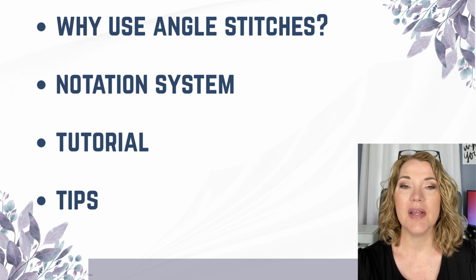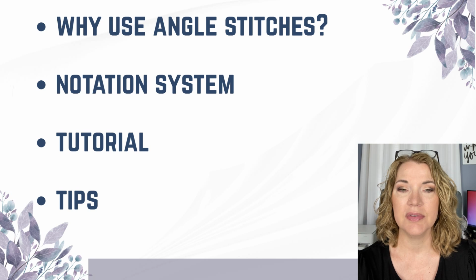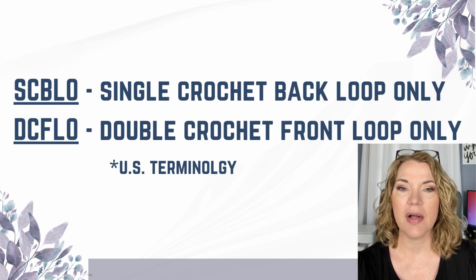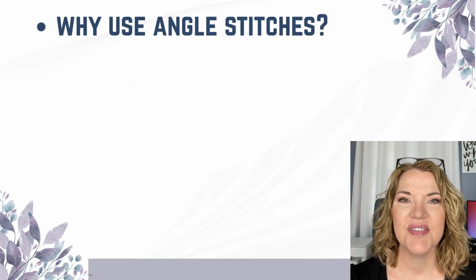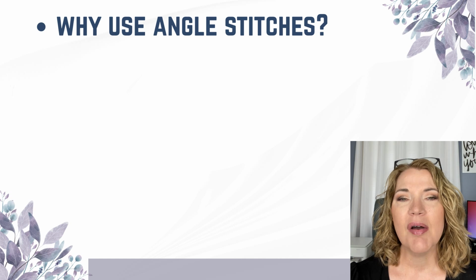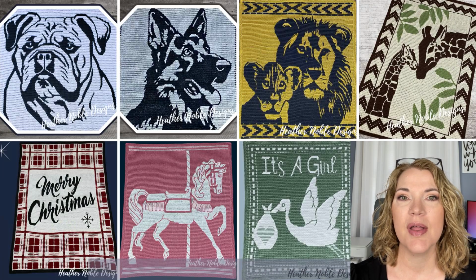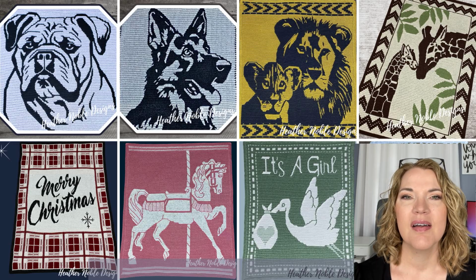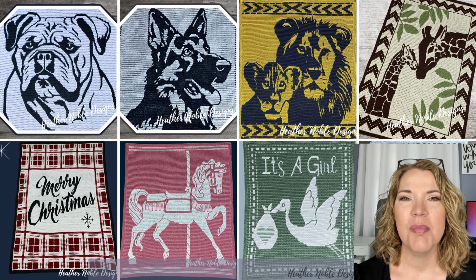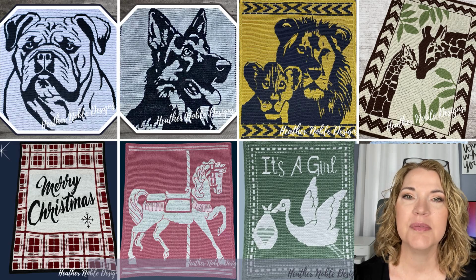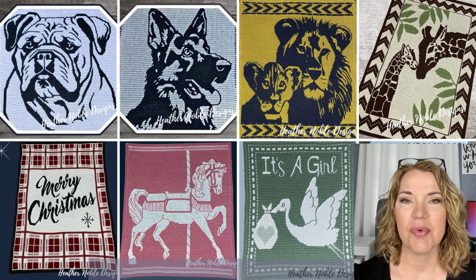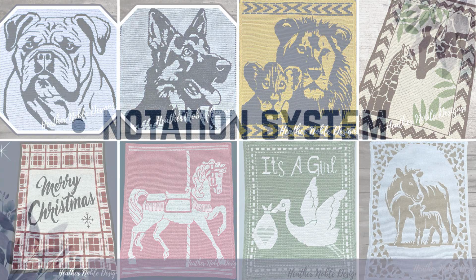When I began designing mosaic overlay crochet patterns, I used the single crochet back loop only and double crochet front loop only stitches that are foundational to the technique. As I developed my design skills, I found myself gravitating towards large-scale image designs, particularly for blankets, rather than repeated geometric motifs, although I love those too. I wanted to find a way to make the images look more realistic and less pixelated, so I started incorporating angle stitches to achieve this.